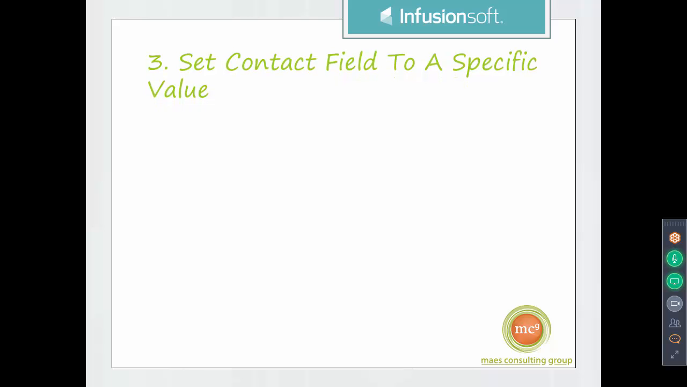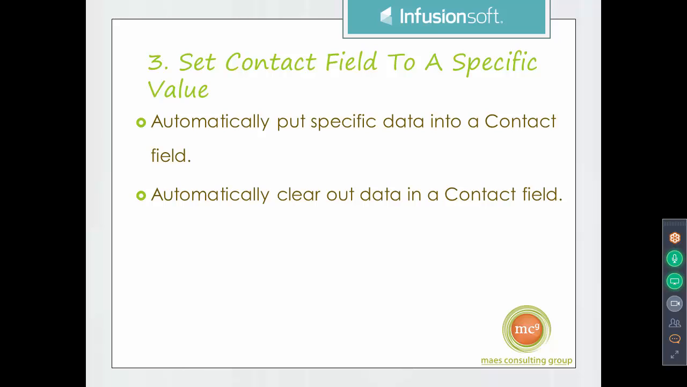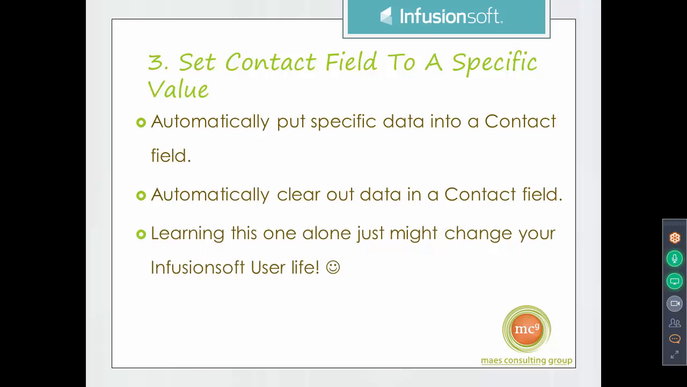Now we're moving on to the third action set, and that is to set a contact field to a specific value. And in a nutshell, this will automatically put specific data into a field in the contact record. You also can automatically clear information out of a contact field this way. So both of those things are really powerful things as we continue to dive in and talk about this. If it's not real clear right now, hopefully it becomes clearer. I will say learning this one alone can really impact your Infusionsoft user life or your user experience.